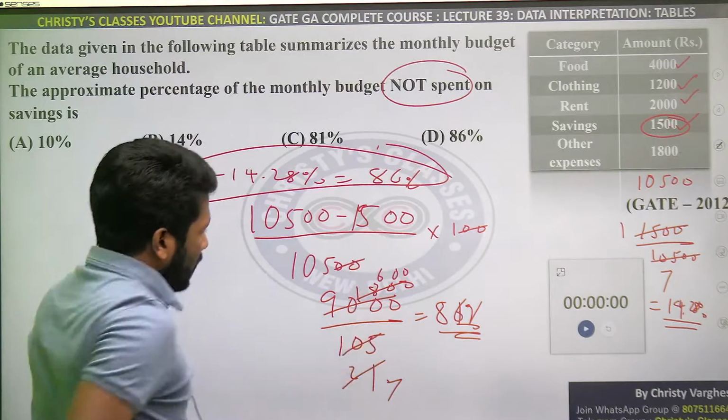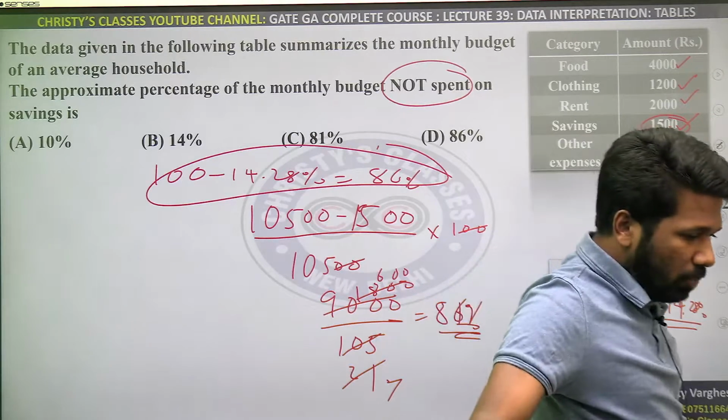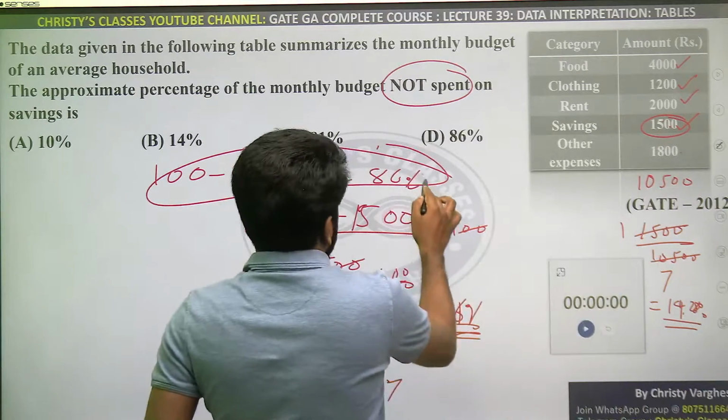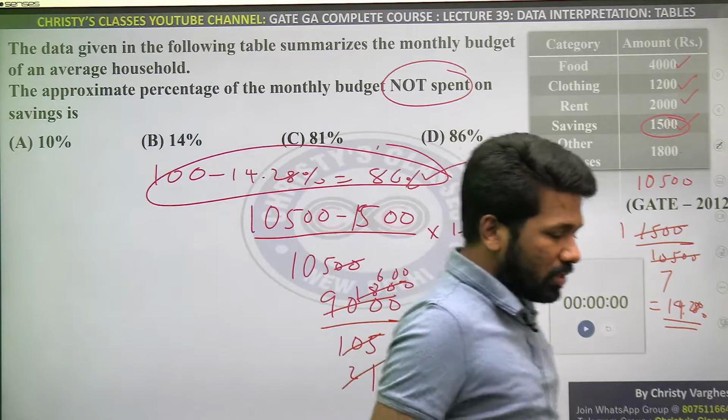This is a shorter way. Here the last step, it is not 81, it is reaching 86. I hope all of you are clear. Please respond. Yeah, 85.71. Yes, Swati. All of you clear? And this is the easy way to do this. Directly you can do 100% minus 14.28%.